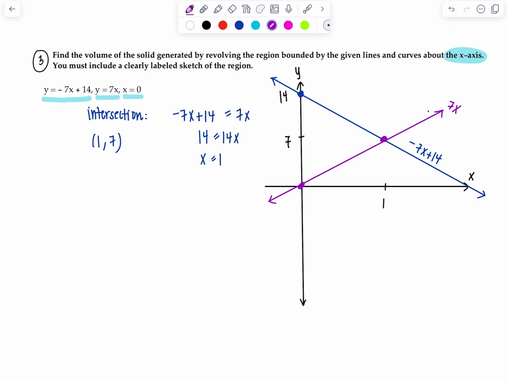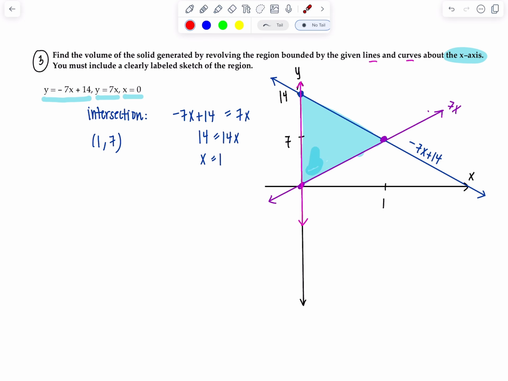And then we also have x equals 0. Well, that's right here, the y-axis. Okay, can you see what region is bounded by all three of these curves? Well, they're lines. That's why it said lines and curves. Can you identify it? It's this triangular region, right? So you have to use all of the given lines and bound a region.